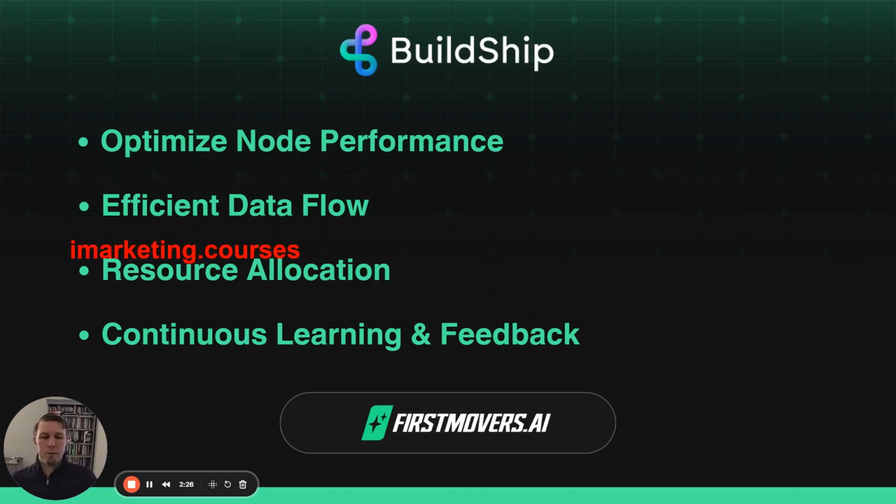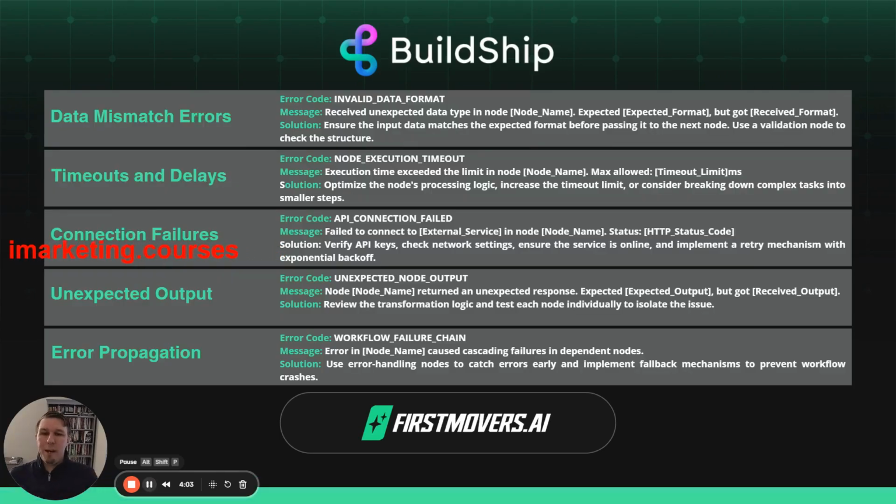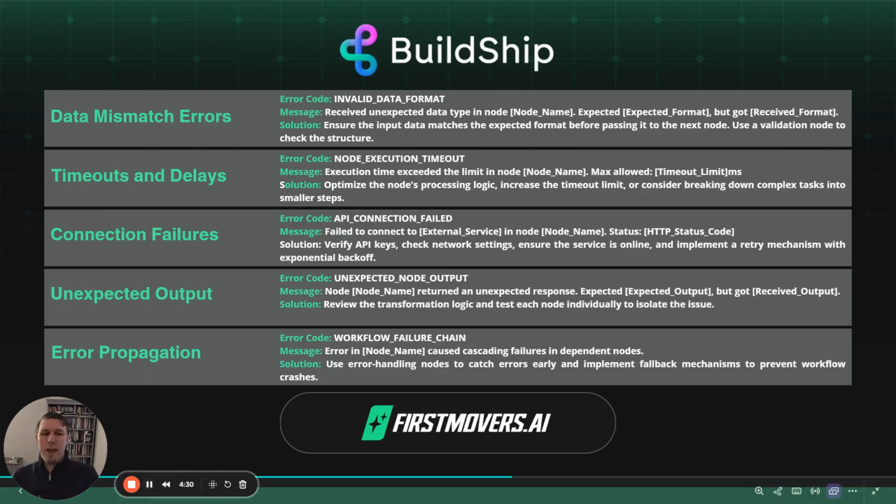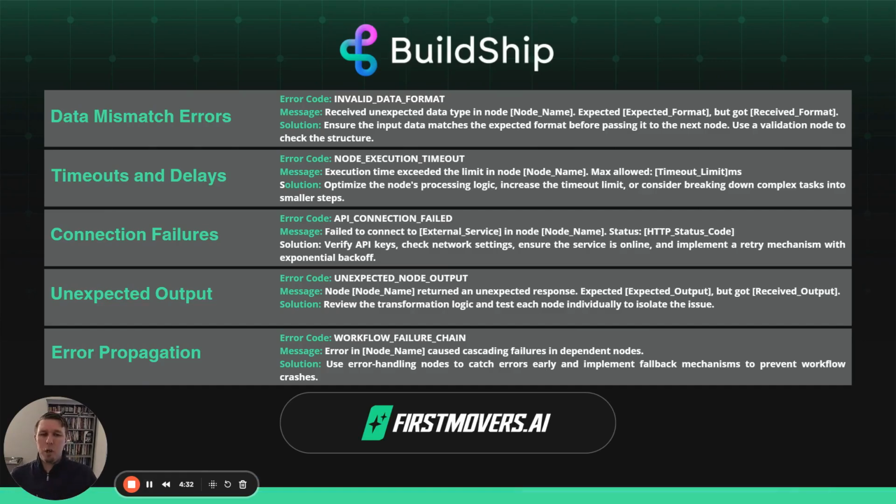Let's jump into some different error codes that you might see as you're building out the different nodes inside of BuildShip. One of the first errors that you might see is a data mismatch error. So sometimes what can happen is the nodes may receive data in an unexpected format. So for example, a node is expecting a JSON file, and it's coming through as a string, it's going to throw an error asking for the right type of information so it can process it in the right way.